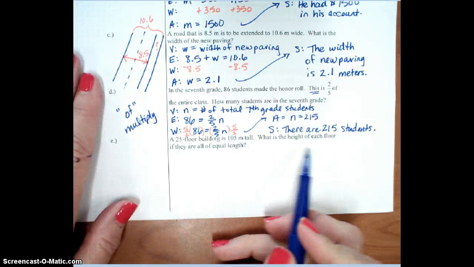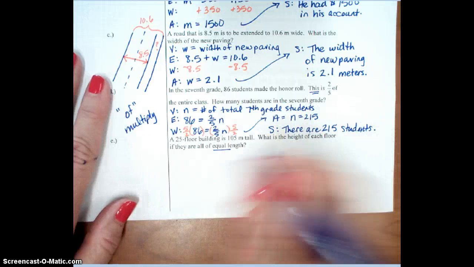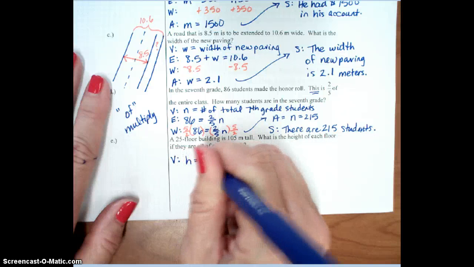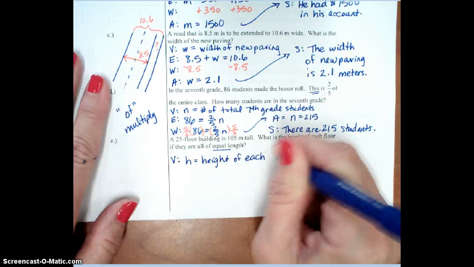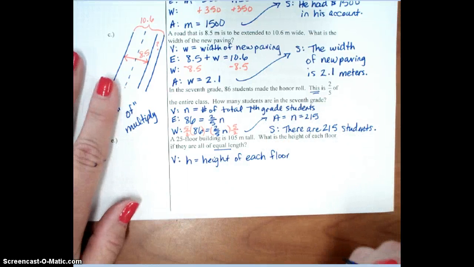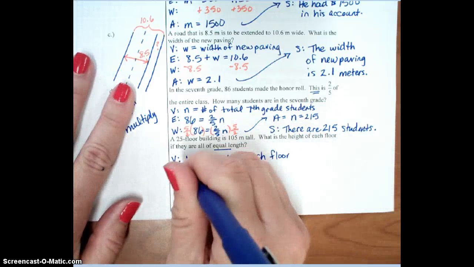Okay, example 1E. A 25-floor building is 105 meters tall. What is the height of each floor if they are all of equal length? That's pretty important. So I'm going to set up my variable. I'm going to just let h equal the height of each floor. And notice that I'm not just choosing a variable, but I'm actually defining it, like writing what it represents.